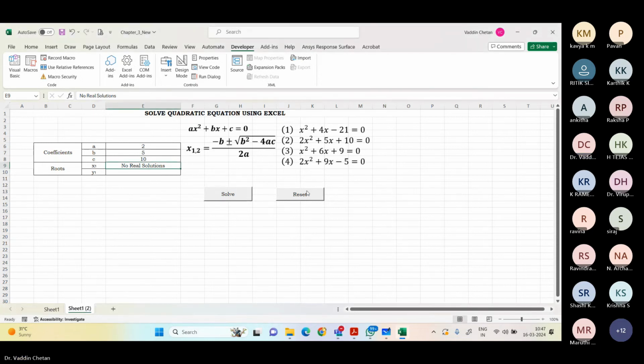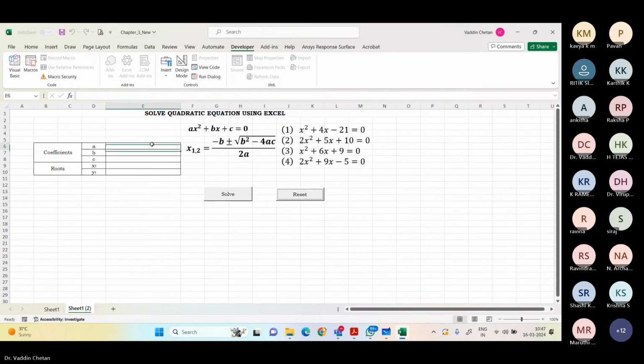Reset that. Again, 1, 6, 9. Solve. So that means in this condition, only one root is available, that is x1 is equal to x2. In this condition, b square minus 4ac is equal to 0.